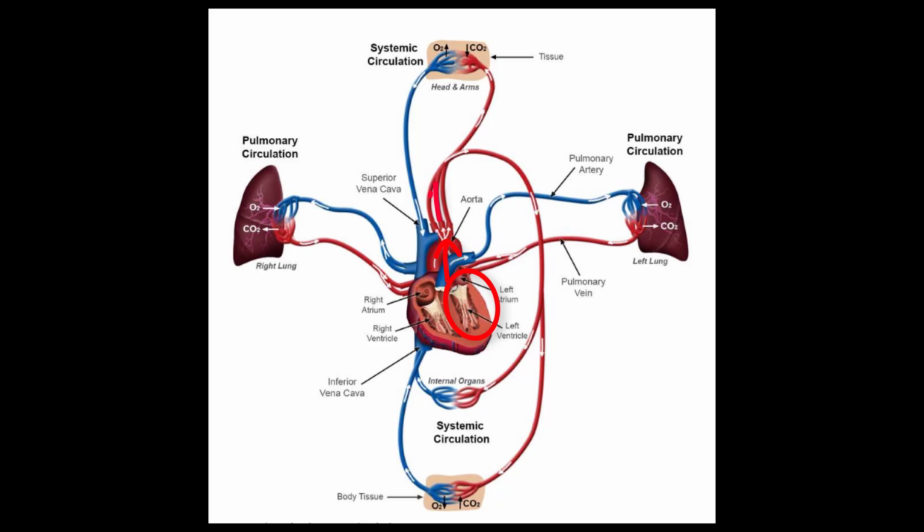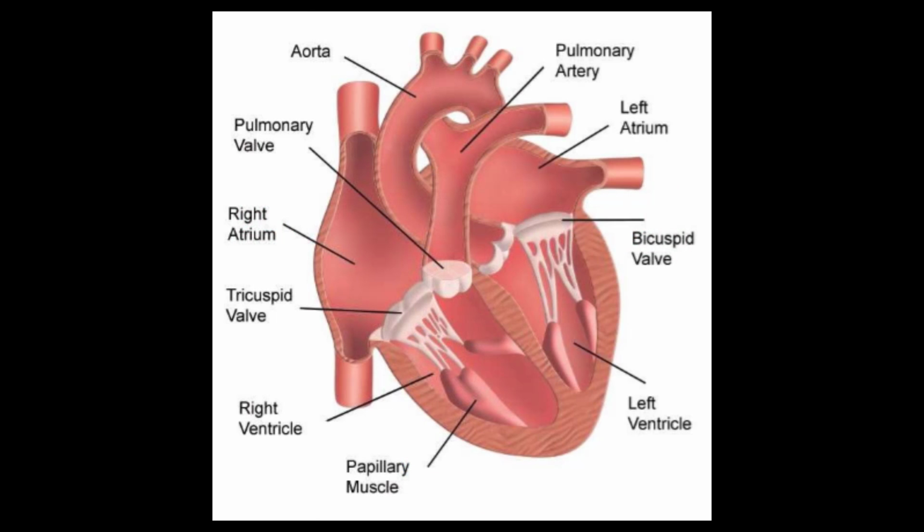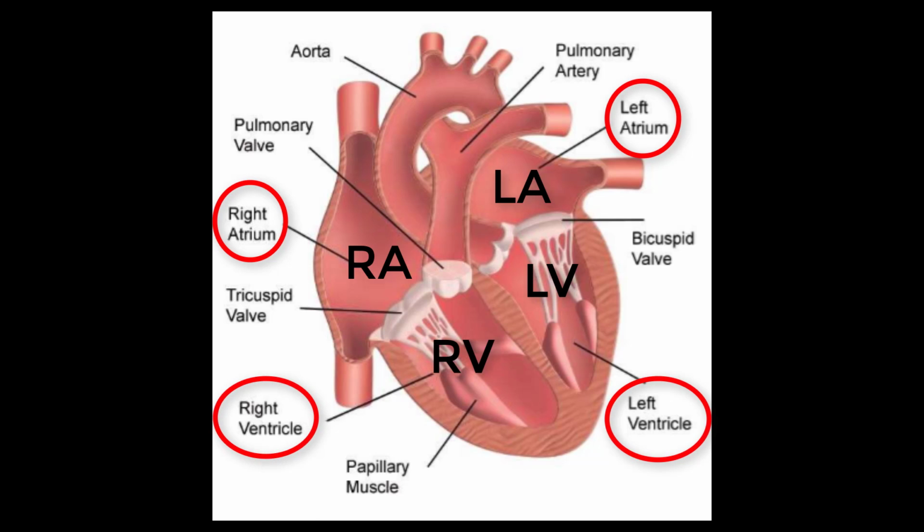The left side of the heart is responsible for pumping this blood systemically to keep vital organs and tissues alive with rich oxygenated blood. Now that we know how blood moves through the body, let's understand it more specifically in the heart. This is important to understanding the cardiac cycle. The heart is divided into 4 chambers. There are the right and left atriums and the right and left ventricles.